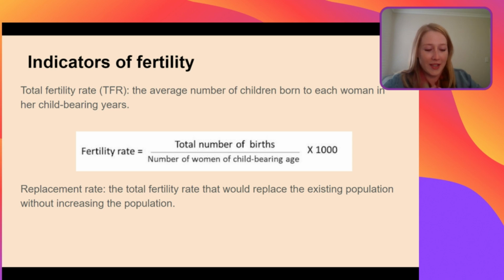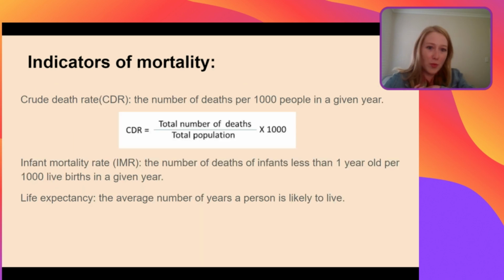And now we're looking at the not so good things, which is the mortality indicators. Okay, mortality indicators is the number of people that die in a given population. So first we look at crude death rate. So crude death rate, similar to birth rate, is per 1,000 people in a year. So it's the number of deaths per 1,000 within a specific year. Infant mortality rate is per 1,000 births.